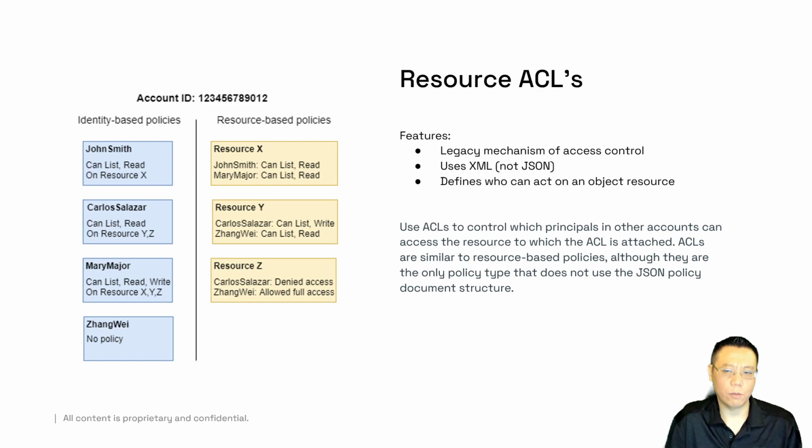Now, resource ACLs are deprecated and are typically not used, but they apply at the object layer, and so you can actually apply both of these concepts of identity policies and resource policies or ACLs at the same time. Think of it as layers of security, just like you would with security groups versus a network ACL.